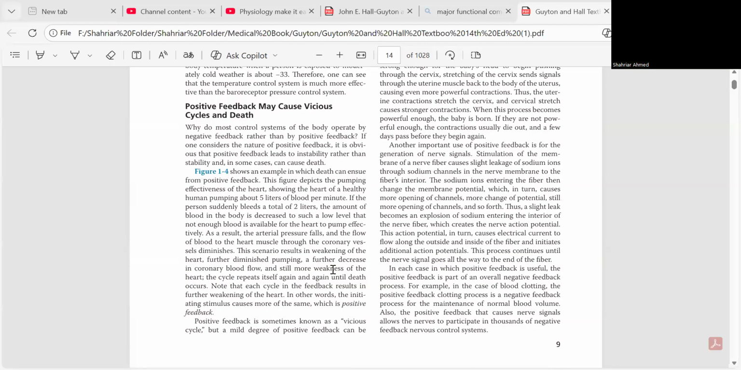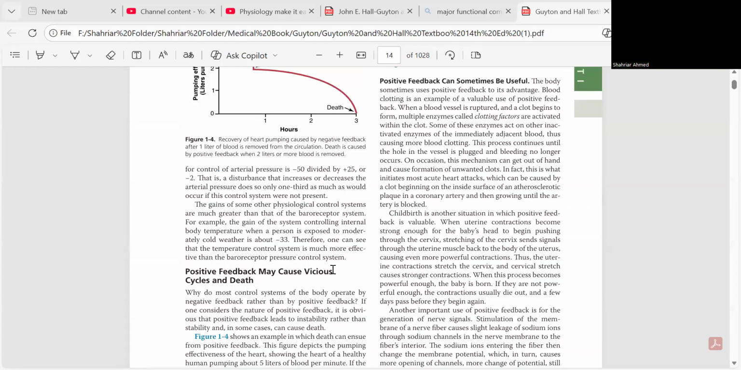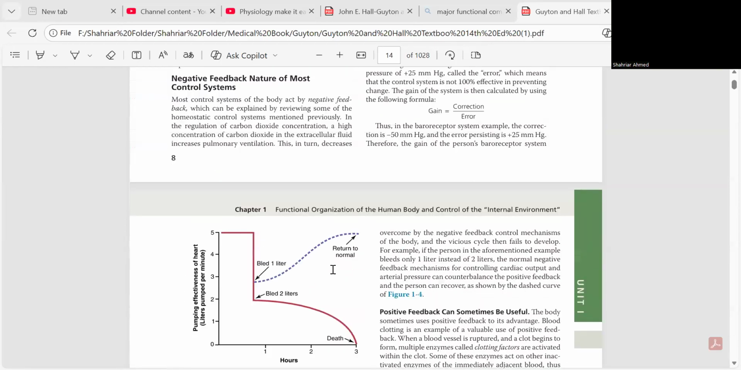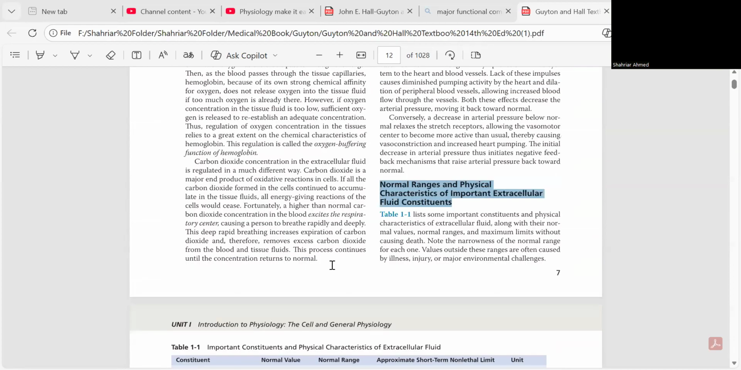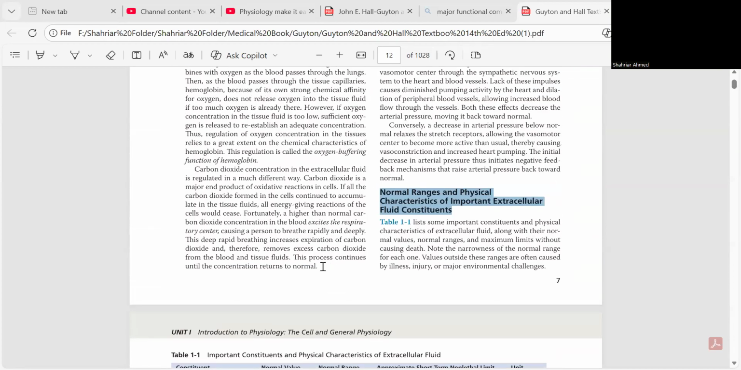So this is Homeostasis part 3, and this will be the last part about the homeostasis discussion.